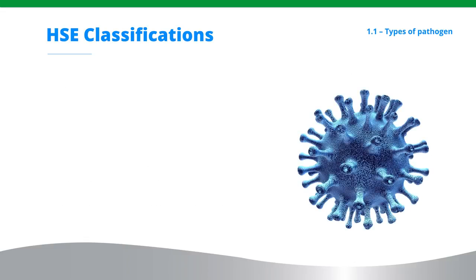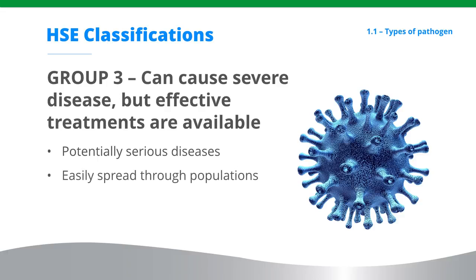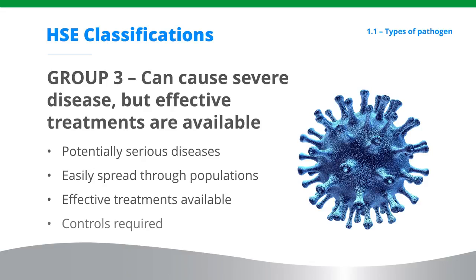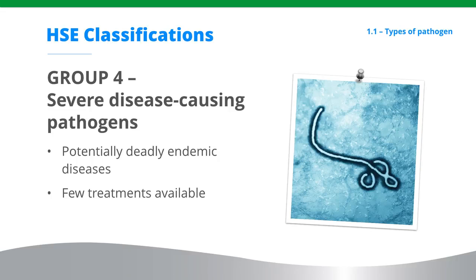Group 3 microorganisms are highly contagious and require very careful infection control procedures. Examples are Mycobacterium tuberculosis and FIV. Group 4 is the most severe category of pathogens. It includes diseases such as Ebola and rabies and requires controls at governmental and international level.